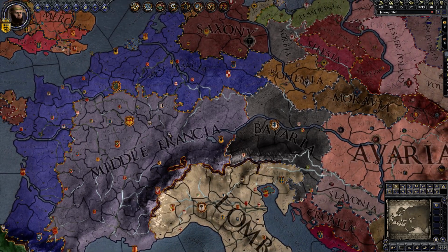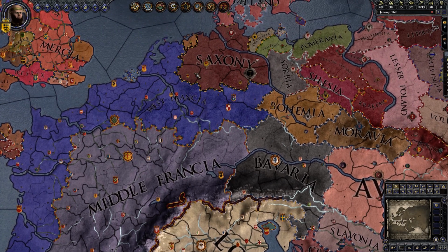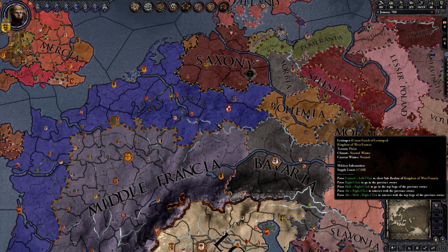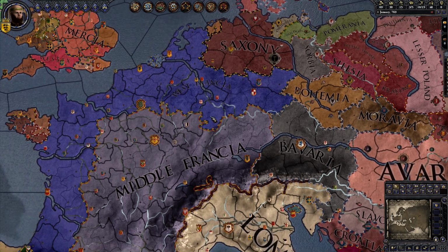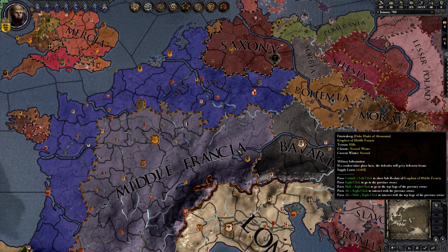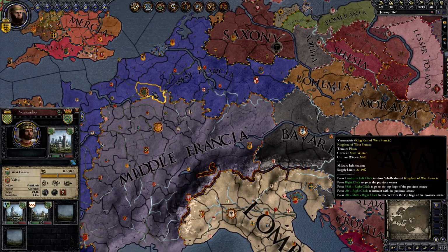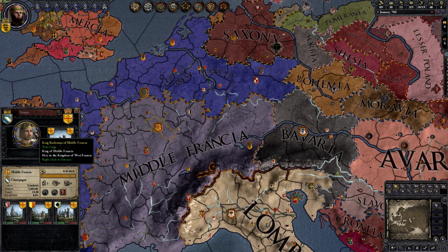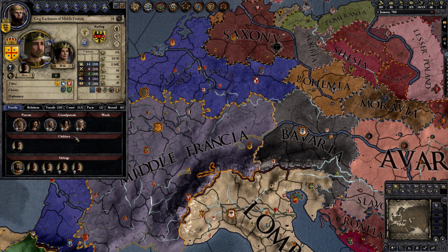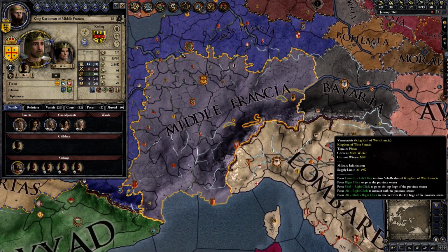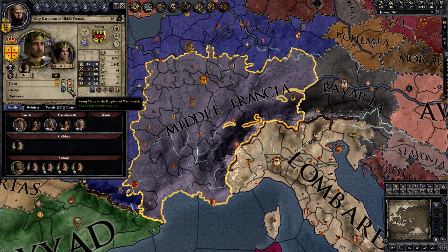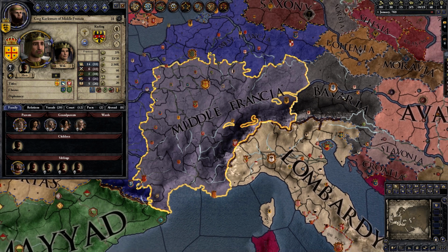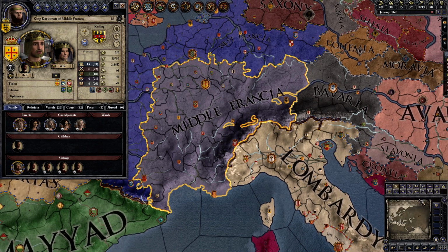So, as you can see, there's no Germany, because at that point in history Germany did not exist. We have West Francia and we have Middle Francia, and we are part of Middle Francia. So there's King Carloman, which is our king, and he is the ruler of this domain, Middle Francia. He has a claim on the Empire of Francia, which encompasses a little bit more.